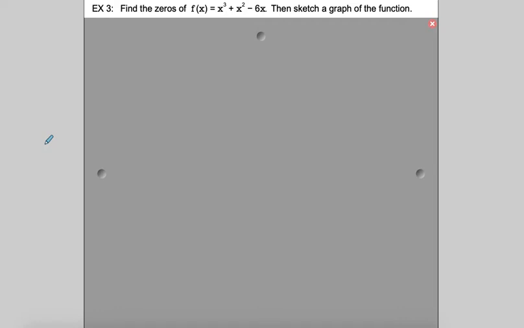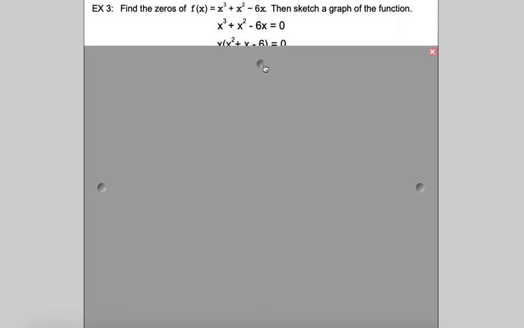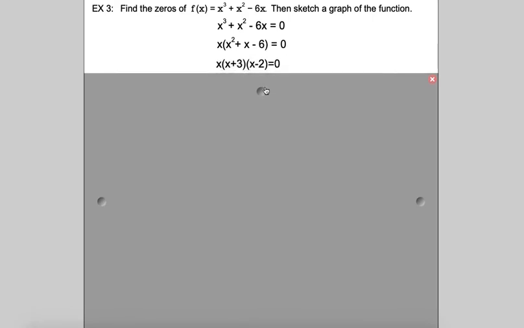Let's try example 3. It says, find the zeros of x cubed plus x squared minus 6x, then sketch the graph. So step 1, just like before, I set it equal to 0. I look to see if they have anything in common, which you have an x. Then inside I have 3 terms, so I'm going to factor that. I get x plus 3 and x minus 2.